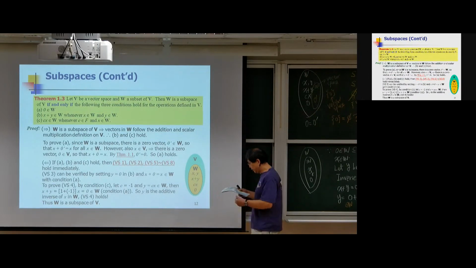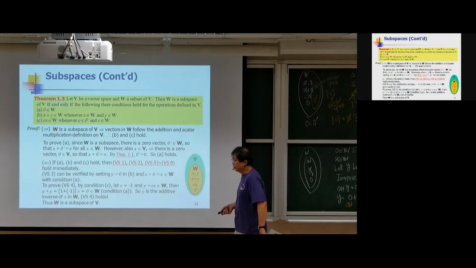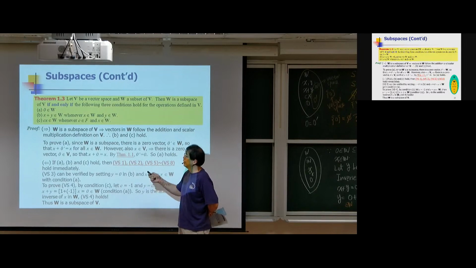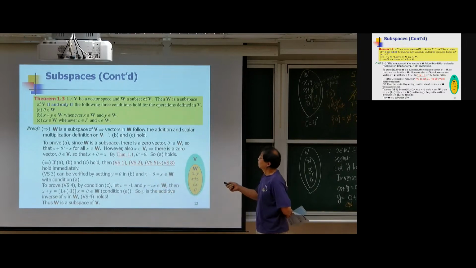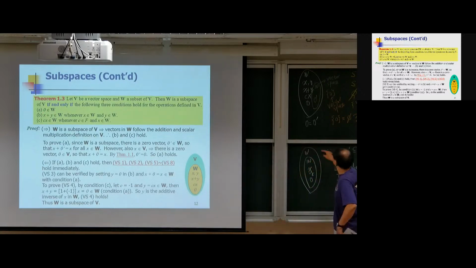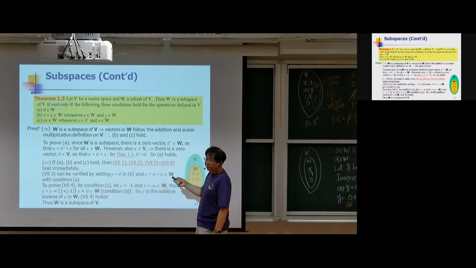Okay, here we need to prove theorem 1.3. 1.3 is very important in this chapter. 1.3 says that let V be a vector space and W is a subset of V, then W is a subspace of V if and only if the following three conditions hold for the operation defined in V. First one, the 0 vector in V must be contained in W. Okay, so the 0 vector belongs to W, the same vector.